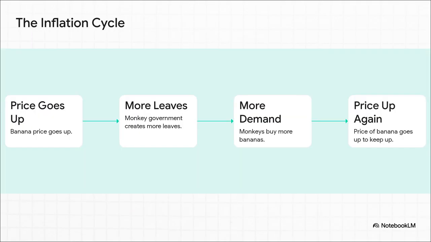It's inflation caused purely by changes in the money supply, or leaf supply, rather than the goods themselves. Now things get really crazy when a government tries to fix this. Let's trace this vicious little cycle. Step 1, the price of a banana goes up, and the monkeys are furious because they can't afford it. Step 2, the monkey government decides to swoop in and help by printing and handing out way more leaves.